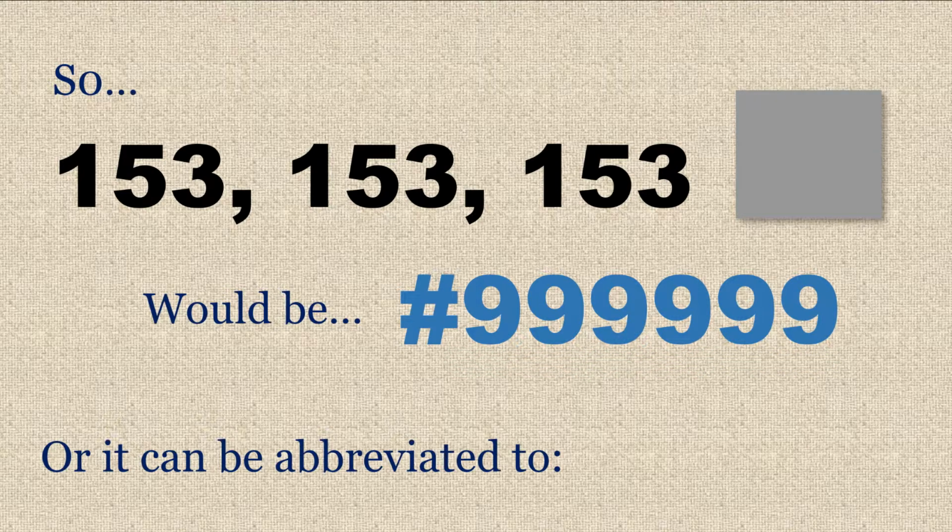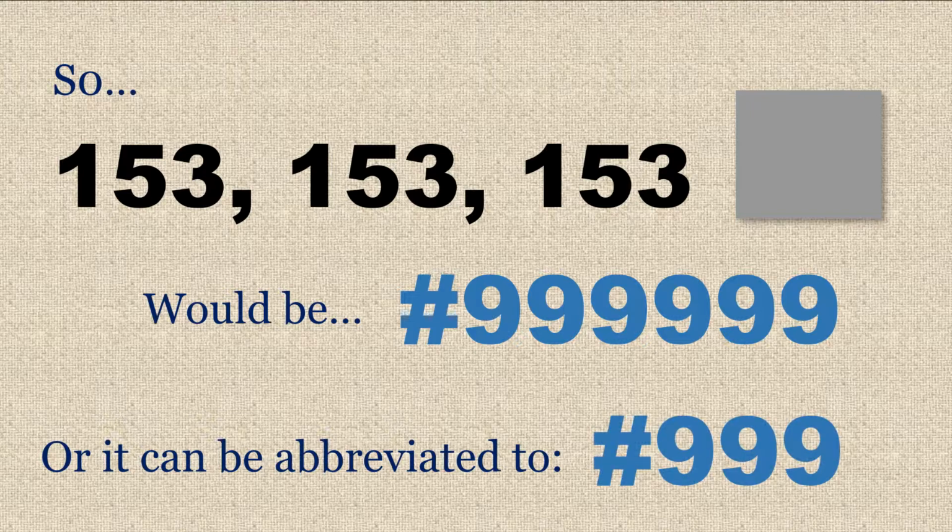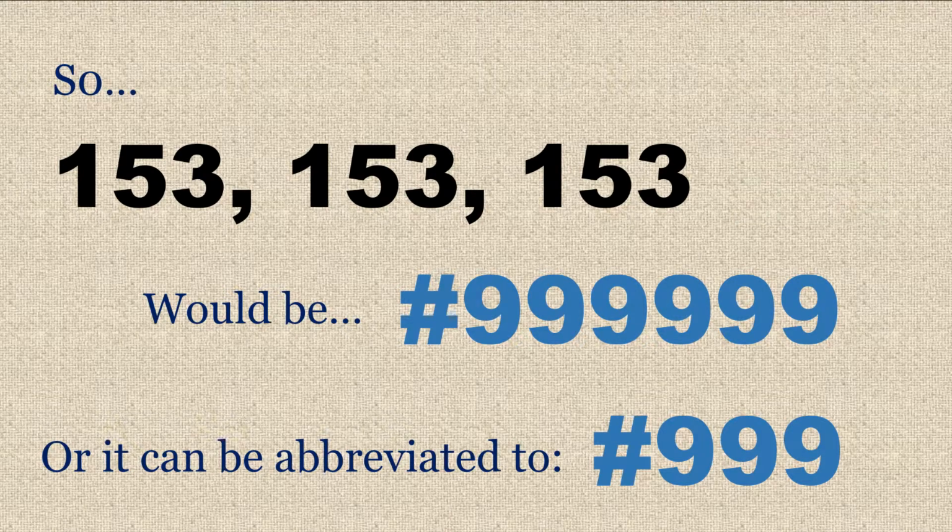Now we can abbreviate this whenever we have pairs of colors that are the same, like 999999. We can actually abbreviate it and just use the first one. So whenever the second digit of these two digits are the same, you can abbreviate it. You can put 999 to shorten that, so you don't have to do 999999.